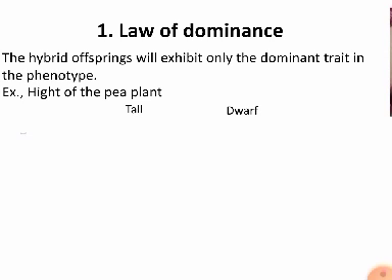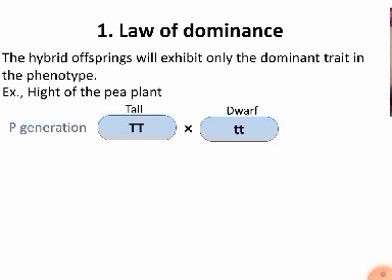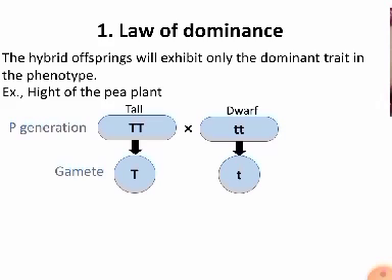So here the parental generation is capital T capital T cross small t small t. Here, cross means transfer of pollen grains from the flower of the tall plant to the stigma of the dwarf plant, or vice versa. Now coming to the gamete formation, here it will be capital T and here it will be small t. On crossing, in the F1 generation we got capital T small t.